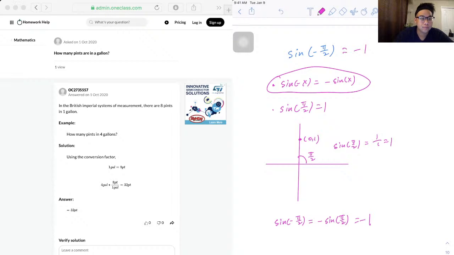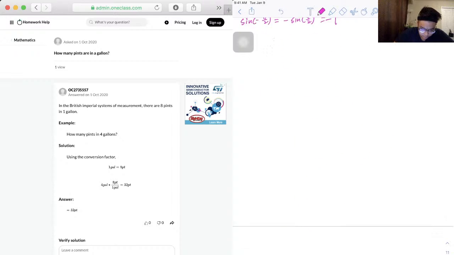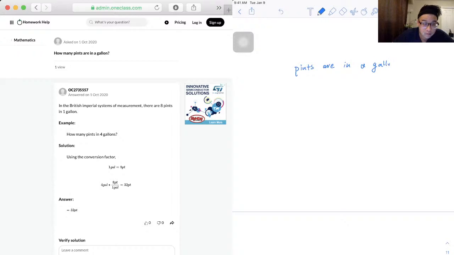All right. So our last question today: how many pints are in a gallon? In the British Imperial system of measurement, there are eight pints in, I mean, in 1 gallon. 8 pints in 1 gallon.